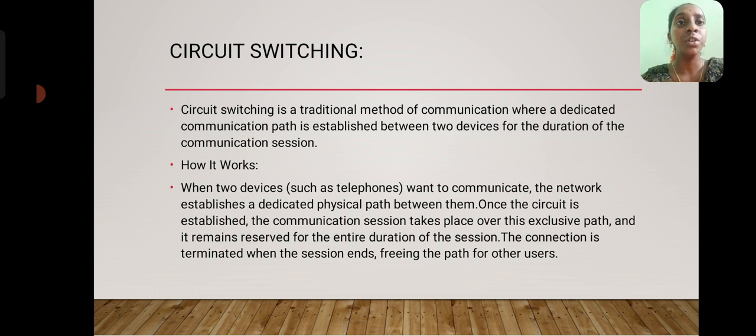Circuit switching. Circuit switching is a traditional method of communication where a dedicated communication path is established between two devices for the duration of the communication session. It works like this: when two devices, such as telephones, want to communicate, the network establishes a dedicated physical path between them. Once the circuit is established, the communication session takes place over the exclusive path, and it remains reserved for the entire duration of the session. The connection is terminated when the session ends, freeing the path for other users.